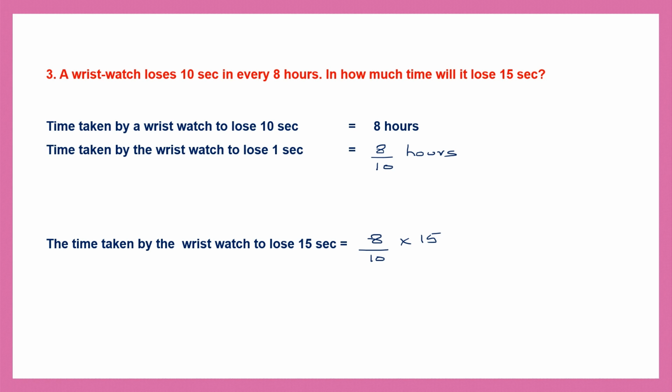Now we can cancel 10 and 15 by 5. 5 2s are 10, 5 3s are 15. We can cancel 2 and 8 by 2. 2 1s are 2, 2 4s are 8. Now let's multiply the numerators. 4 3s are 12. So we have found the answer. The time taken by the wristwatch to lose 15 seconds will be 12 hours.